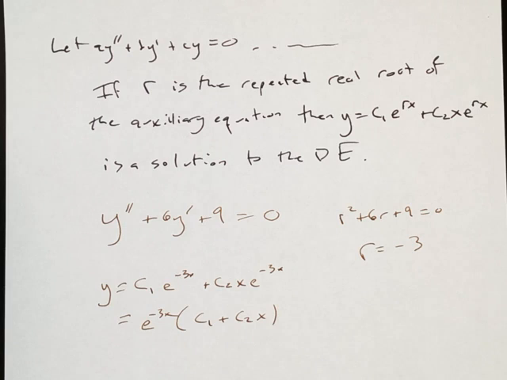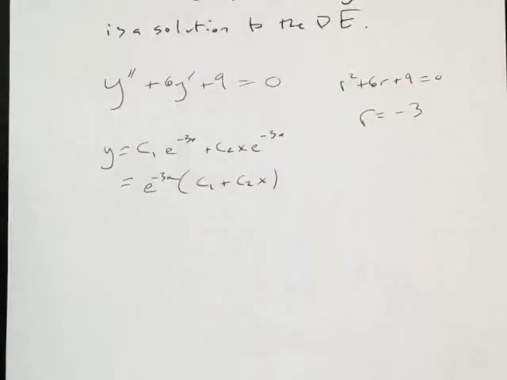Again, what happens as x goes off to infinity? e to the minus 3x gets really small and beats out that linear equation. L'Hopital's rule. That's going to go to 0 again. Questions?